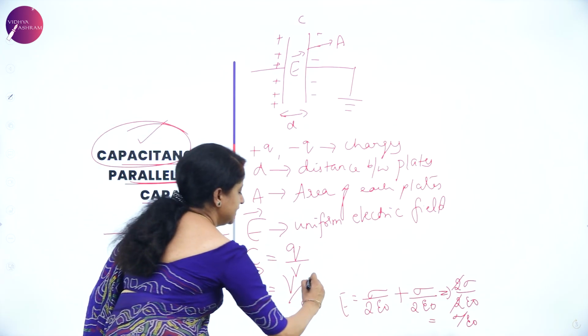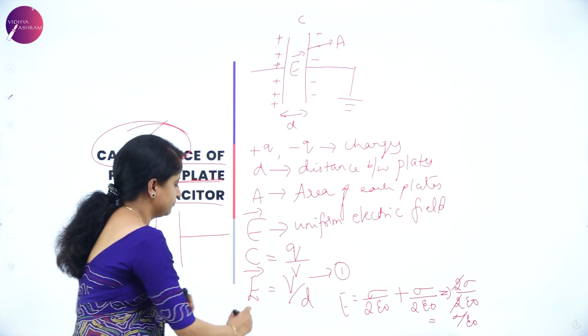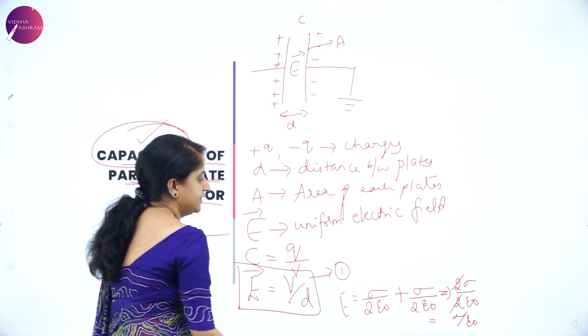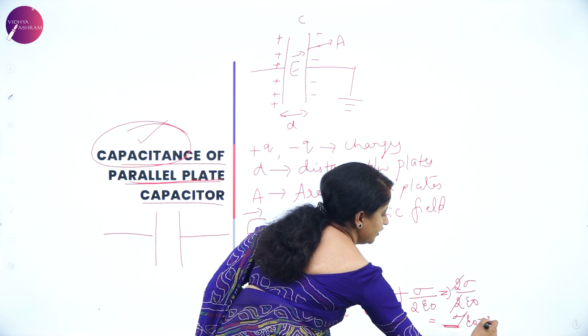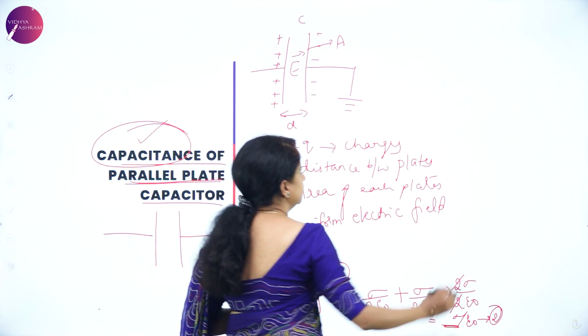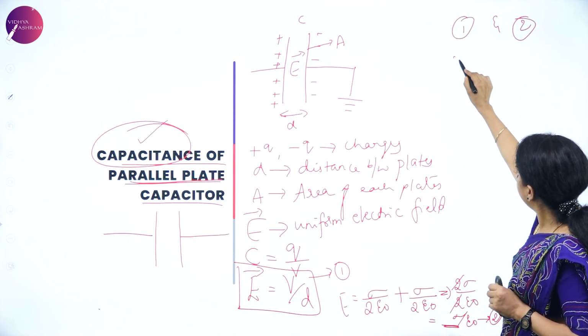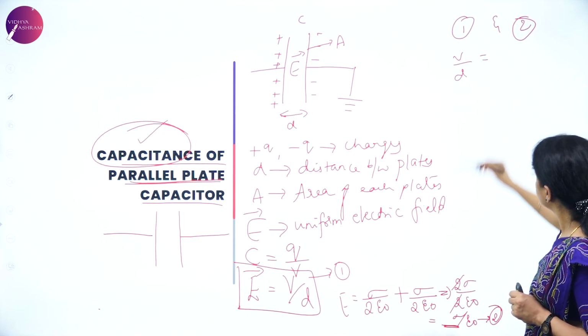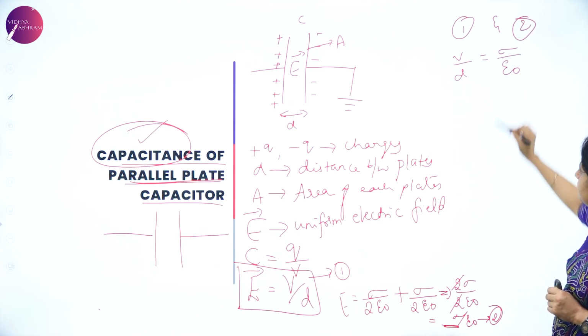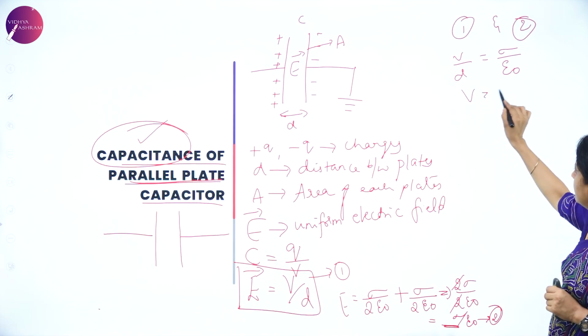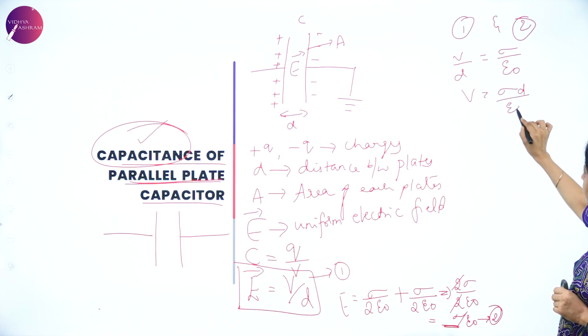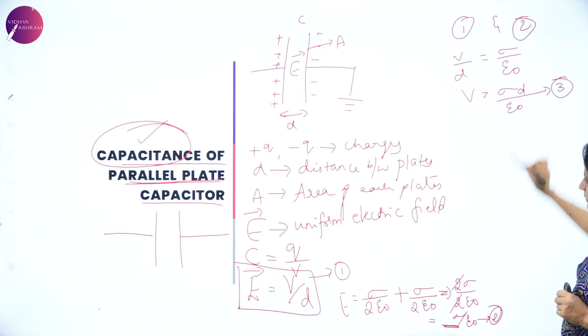So now I have E is equal to V by D, that is an expression for electric field, and E is equal to sigma divided by epsilon naught. I'll take it as equation 2. Now from equation 1 and 2, we can write V divided by D is equal to sigma divided by epsilon naught, or V is equal to sigma D divided by epsilon naught. So this is my equation 3.